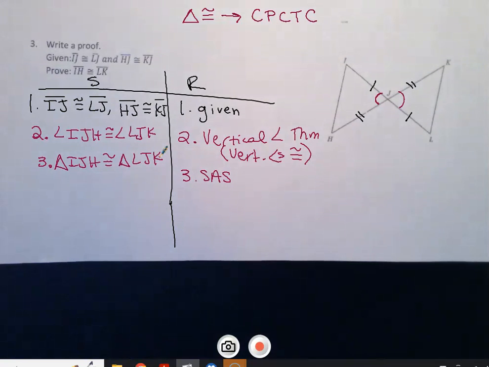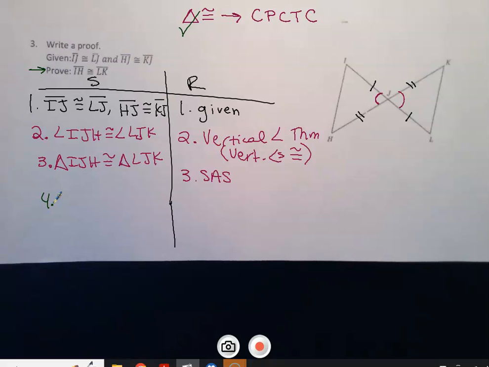So now we can take that one more step and get what we want to prove. Now that we know they're congruent, we can use the corresponding parts of congruent triangles are congruent. So what are we going to say? Yeah, I don't know. This is the hardest one.